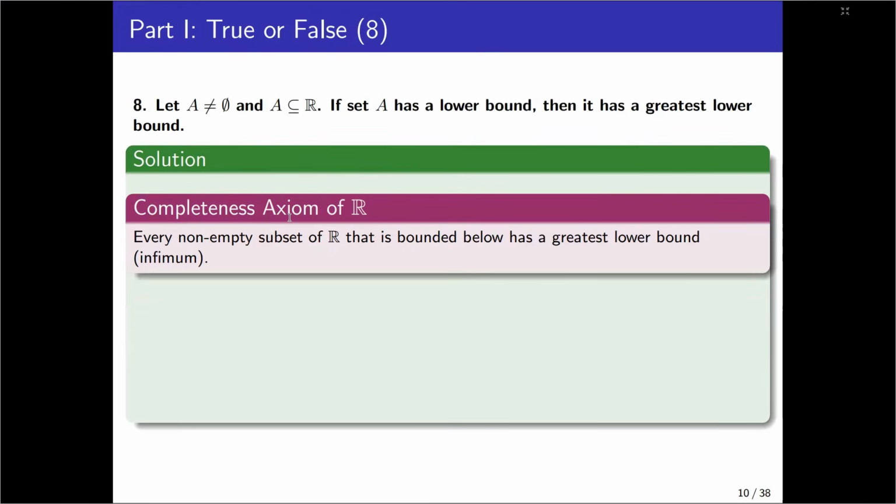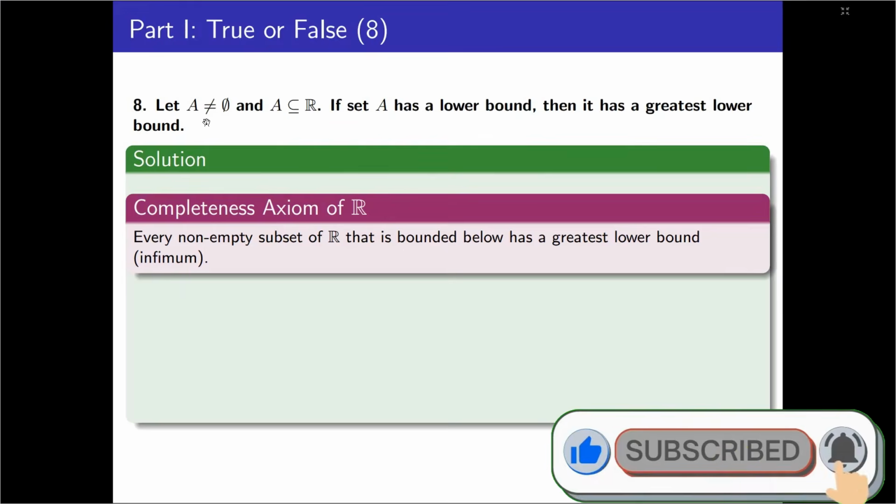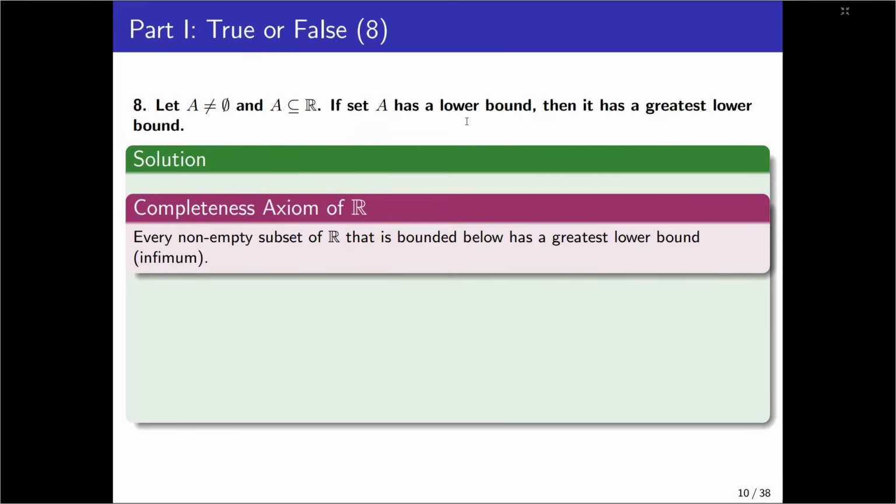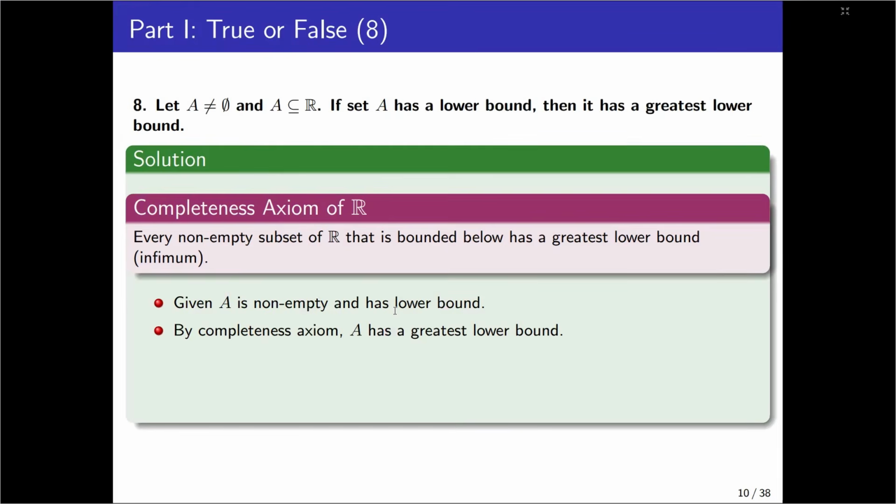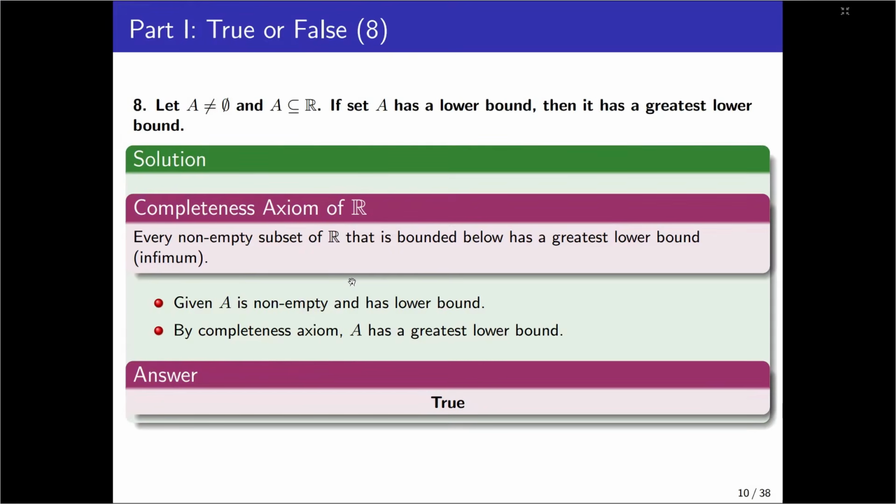By using the completeness theorem, or simply the completeness axiom of the real numbers R, every non-empty subset of R that is bounded below has a greatest lower bound. What we are informed here is that A is non-empty, A is a subset of R, and it has a lower bound, that is, it is bounded from below. Therefore, the given set A is non-empty and has a lower bound. Then by the completeness axiom, A has a greatest lower bound. So the answer is true.